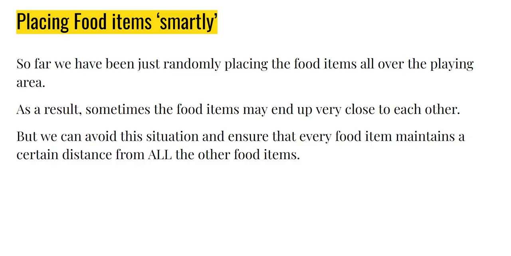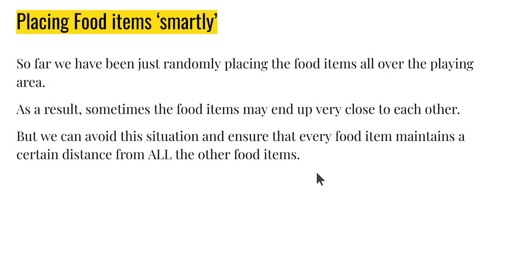Now, like I said, so far we have been just randomly placing the food items all over the playing area. As a result, sometimes the foods end up being very close to each other, as I just demonstrated. But we can avoid the situation and ensure that every food remains a certain distance from all the other food items. So basically, around every food, there's an area where no other food appears. And this is quite interesting.